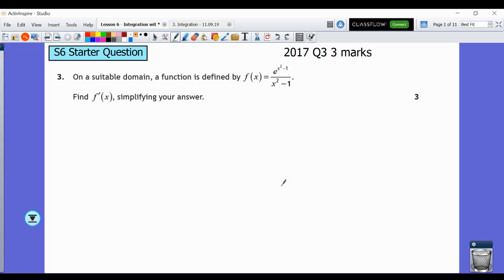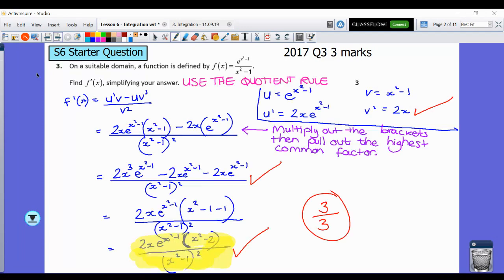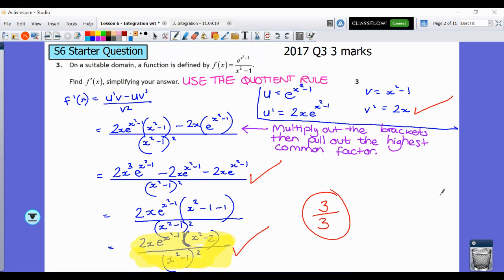Okay, so we're now on to lesson 6, and this is integration with substitution but involving trig functions. But first I want you to pause this video and do the starter question by yourself. Okay, when you're ready, here are the answers. So pause the video and correct your working. So I want you to give yourself a mark out of 3 for this.